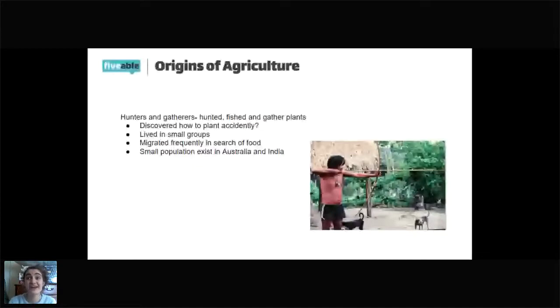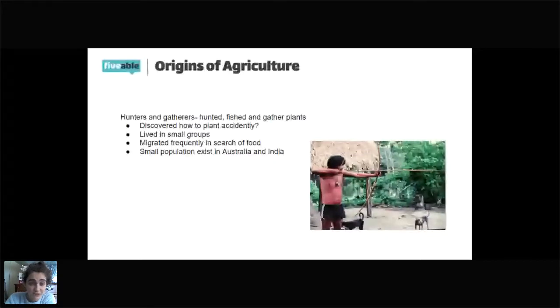Historians believe that agriculture started when hunters and gatherers would drop seeds, because they gathered berries and fruits that just grew by themselves on trees. So they realized that whenever they dropped these seeds, they started growing. So that's when agriculture is believed to have occurred.